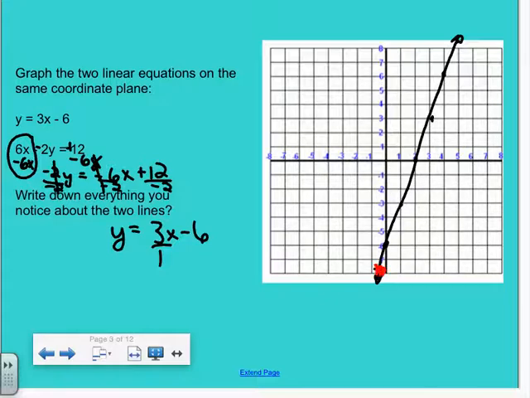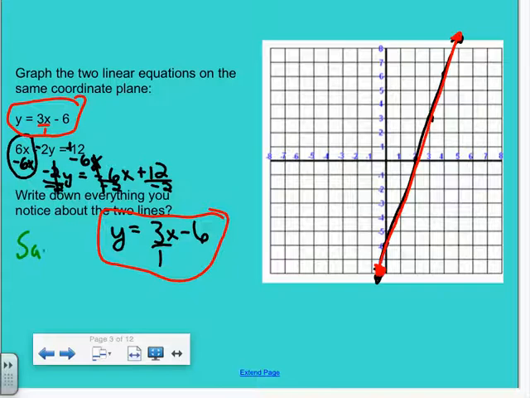Here's what I wanted you to see. If I graph that one as well, it's going to be the same line, right? We ended up with two results here that are exactly the same. So they're going to be graphed the same. That makes sense. What do you notice about the two lines? Same lines. The graphs are on top of each other. Something like that.